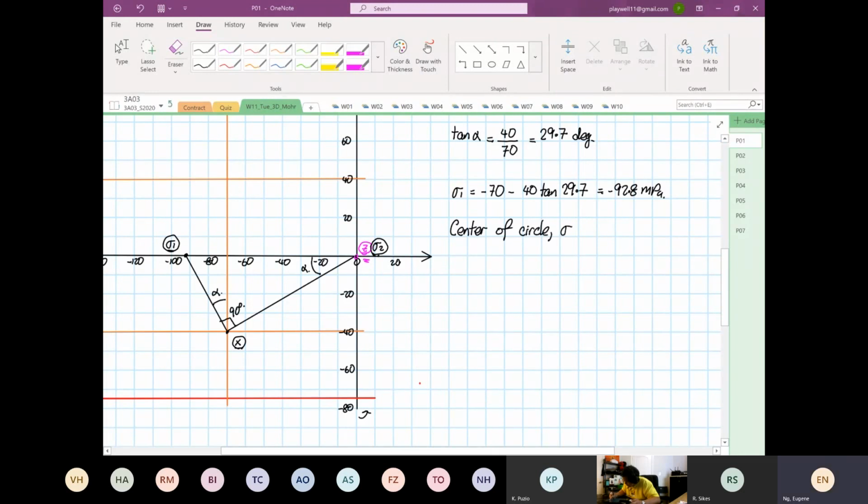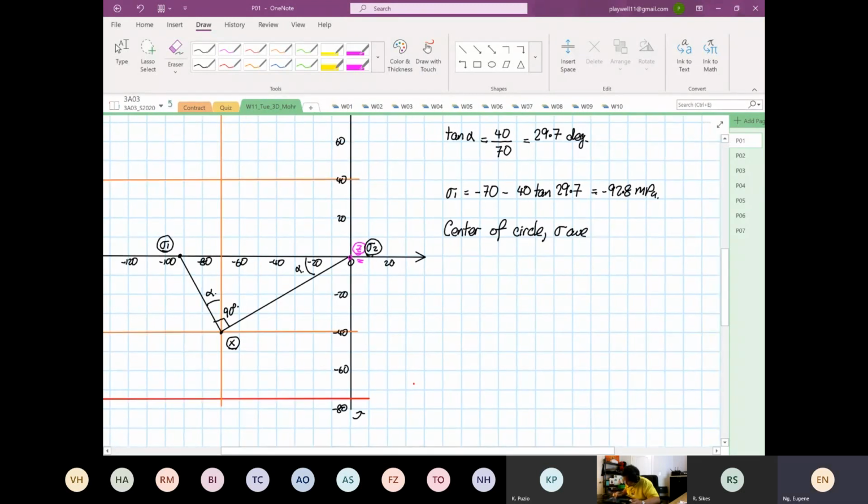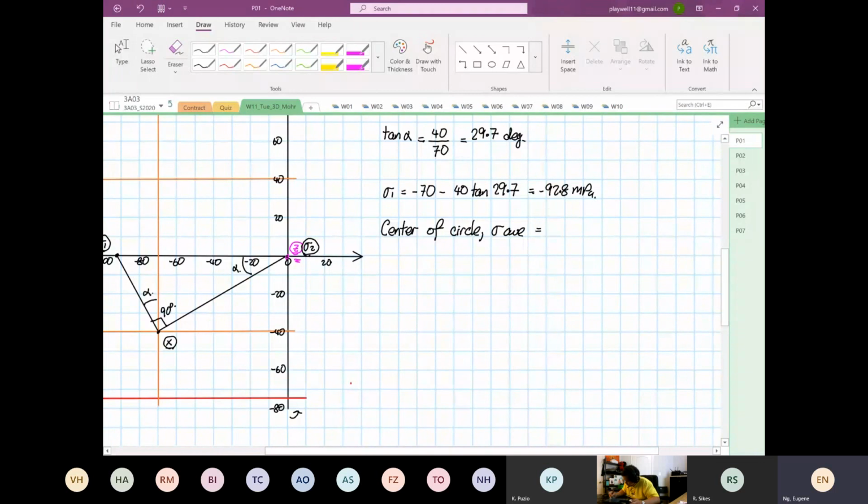Okay, which is also known as our stress average. So this will be equal to stress 1 plus stress 2 divided by 2. So this will be equal to minus 92.8 plus 0 divided by 2. So 92.8, so it's 46.4, minus 46.4 megapascal.